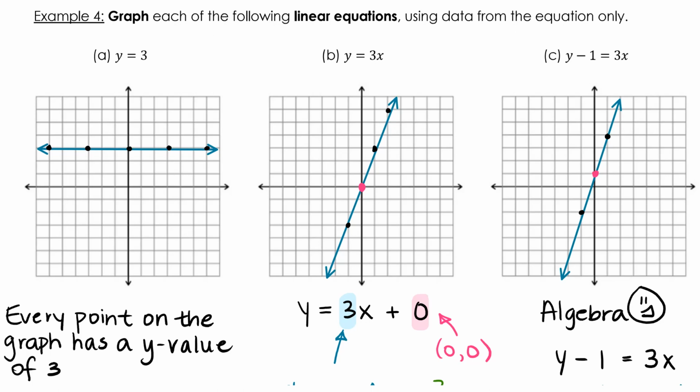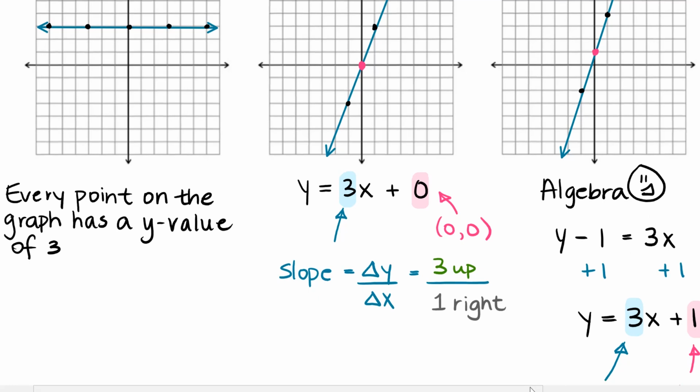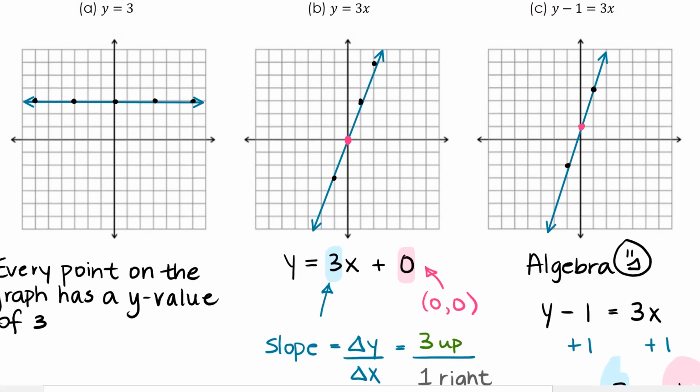And finally, we need some algebra for y minus 1 equals 3x, which I have down here. You have to rearrange this equation so that it's in the form y equals mx plus b, and you can identify your y-intercept and your slope. Our y-intercept is 1, and our slope is 3. So you can start by graphing your y-intercept and then counting out your slope.